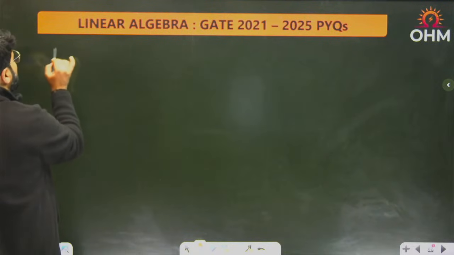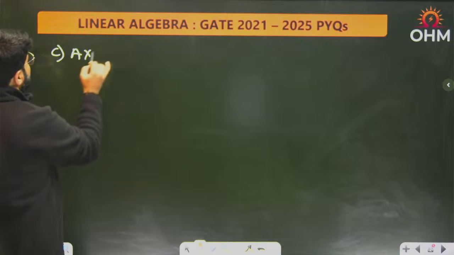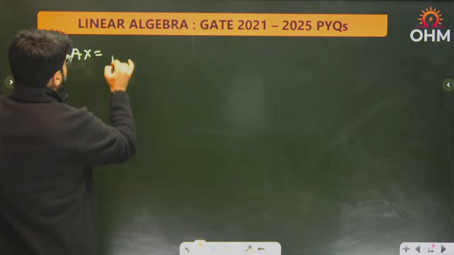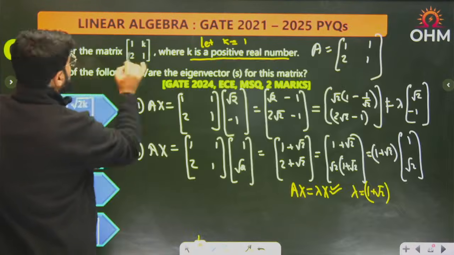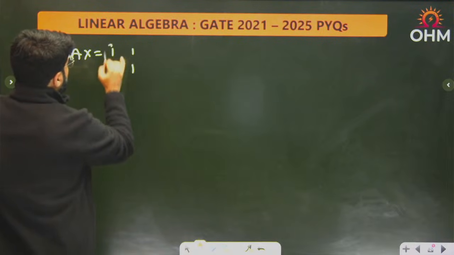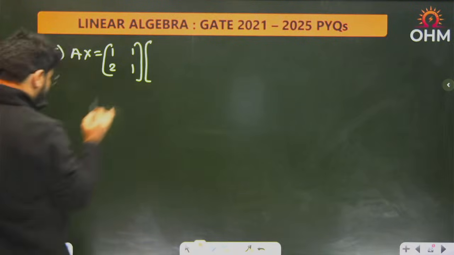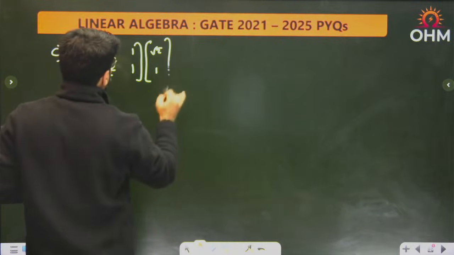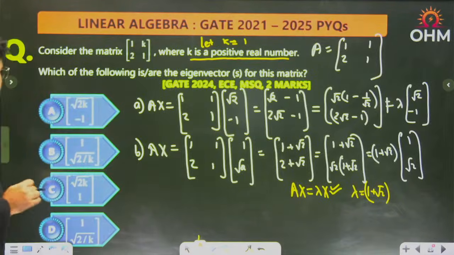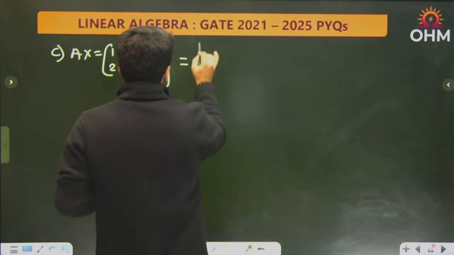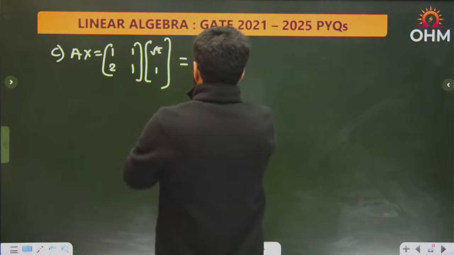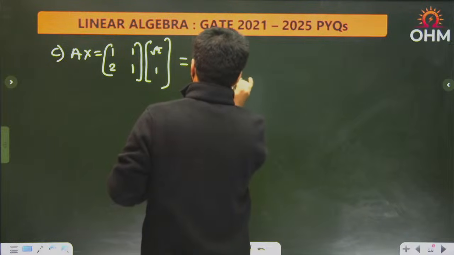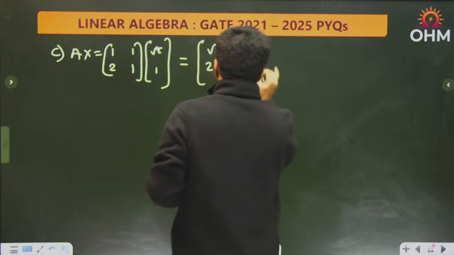Now let me go to C also. What is there in C? AX. The A matrix is how much again? 1, 1, 2, 1 multiplied by X. What is the X vector? Root 2 and 1. Now if I multiply, what do I get? Root 2 plus 1, the first element. Next, 2 root 2 plus 1.